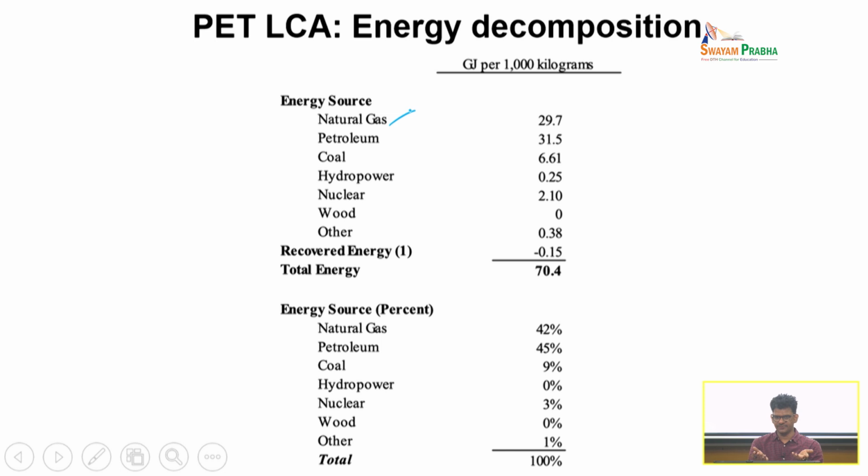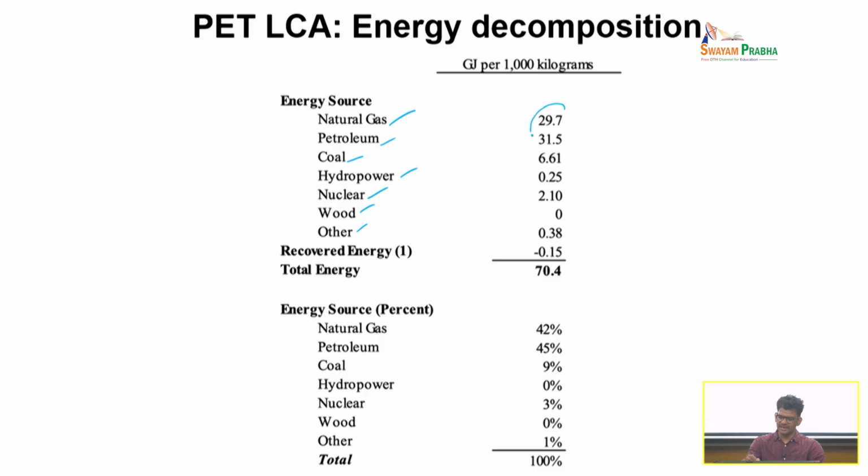Now, if you ask where this energy is obtained, the energy sources can be of various nature. You can burn natural gas itself to produce energy, or you could use petroleum. Coal is also used to generate electricity, and there are hydropower, nuclear, wood and others. This particular analysis is based on the PET plants in the US, Canada and Mexico, looking at how these plants are procuring energy and what the sources of this energy are. This table is made from that.